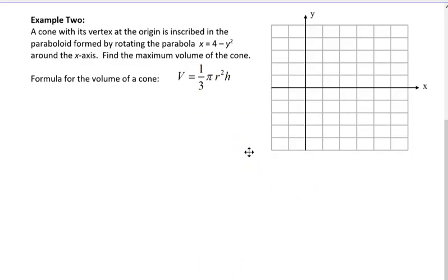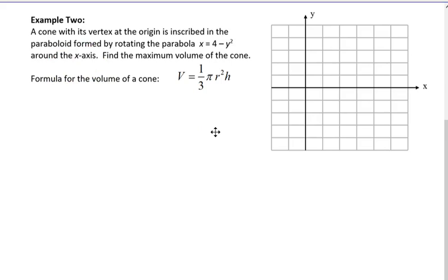Okay. Now in example 2, we're going to rotate a paraboloid. So we have a parabola, we want to put a cone inside a paraboloid, which is a rotated parabola. A cone with its vertex at the origin is inscribed in the paraboloid formed by rotating the parabola x equals 4 minus y squared around the x-axis.